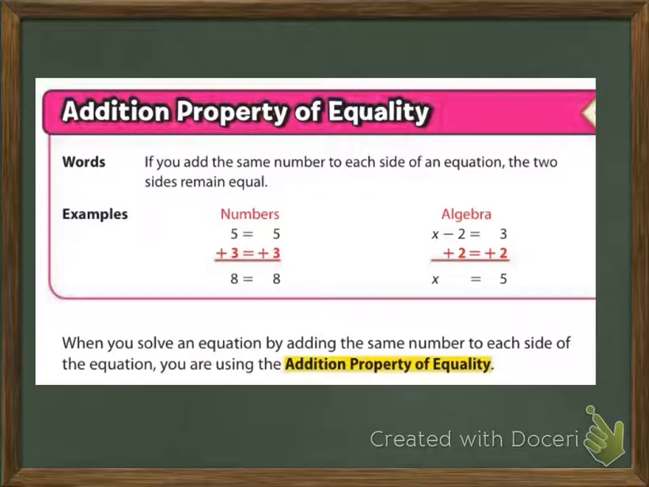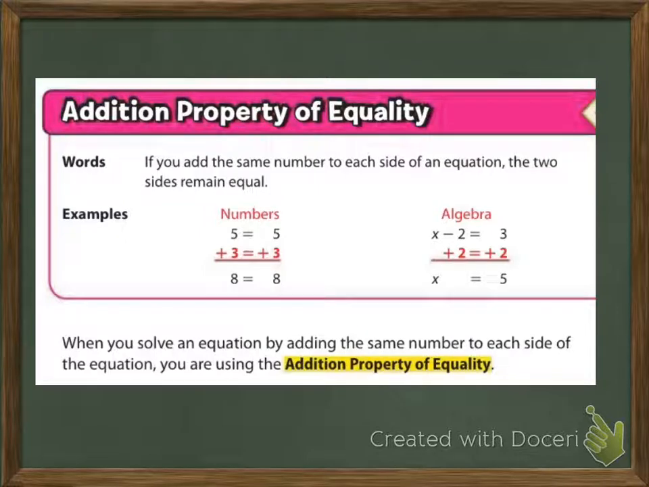All right, addition property of equality says that if you add the same number to each side of the equation, the two sides remain equal. So just like a scale, if I have 5 apples on one, 5 apples on the other, and I add 3 apples to both sides, I'm still balanced.